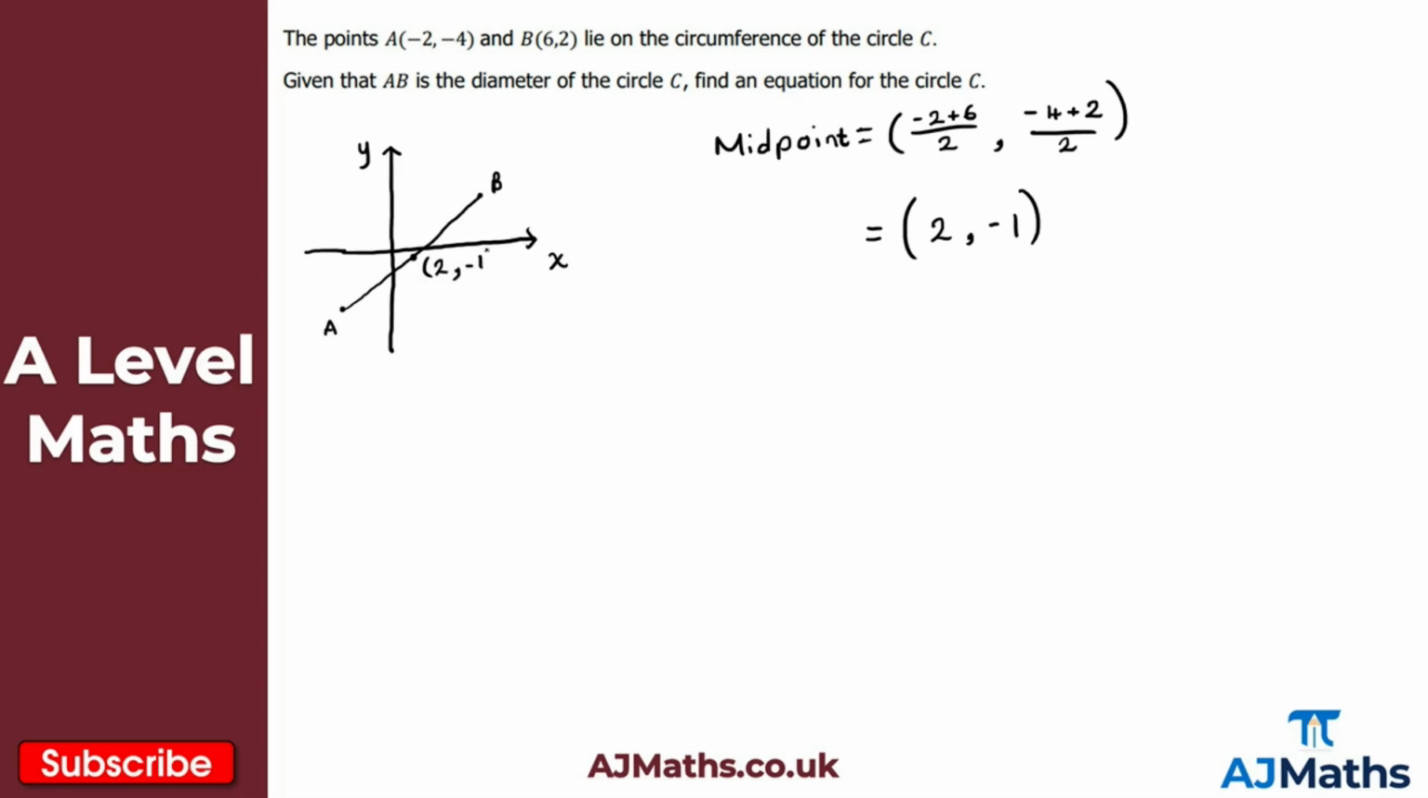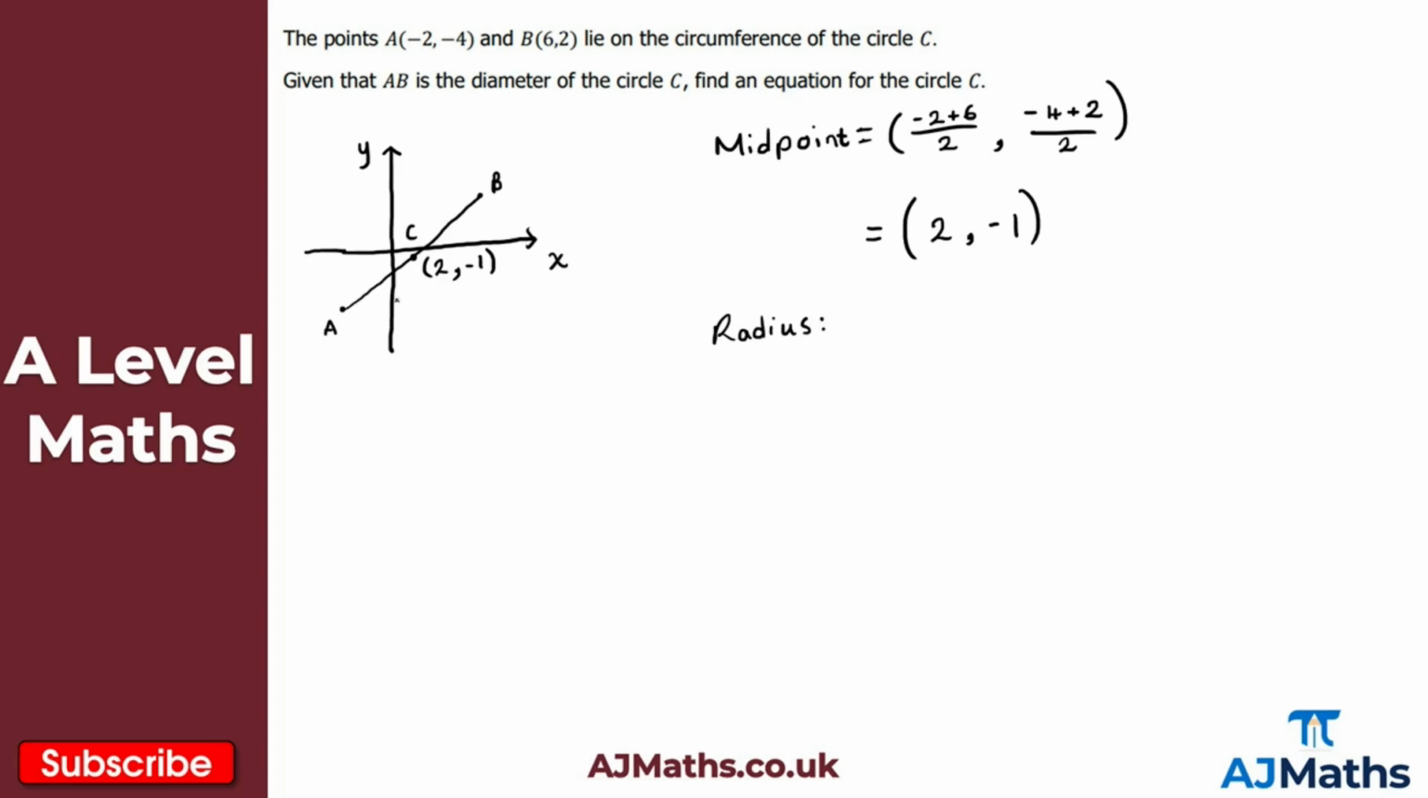Now what I need is the distance from A to C, if I call this midpoint C, or from C to B. Because what this would give me is the radius. So we now need the radius. And to find the radius, we're just going to find the distance from A to C or from C to B. It doesn't matter which one you choose. It's completely up to you.